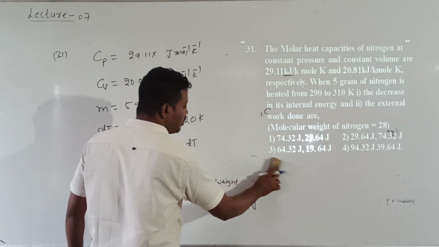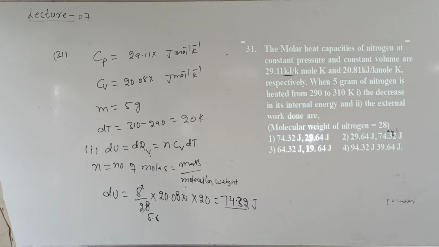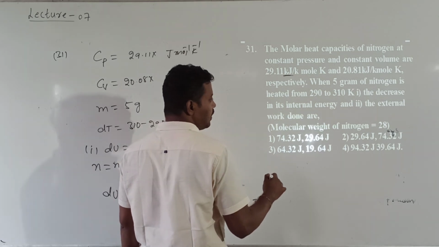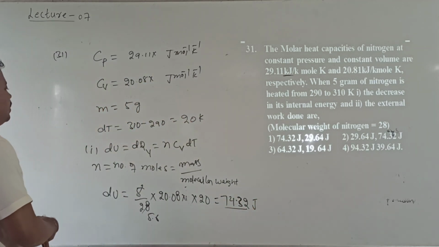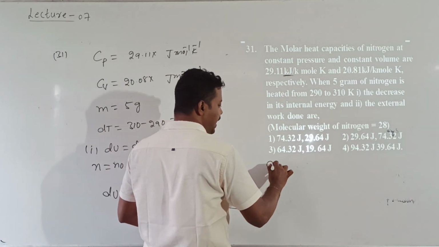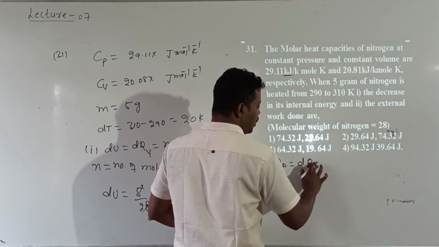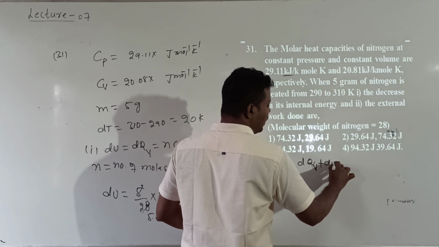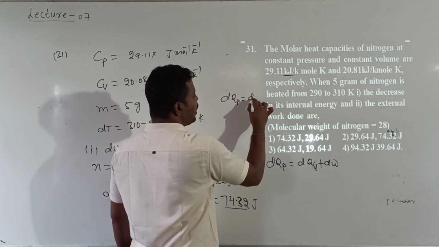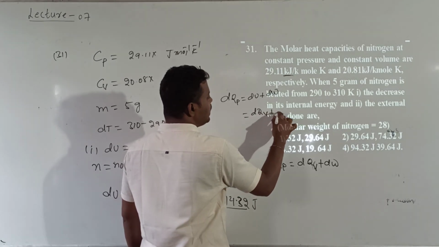74.3. Now what they are asking us to calculate is how much external work is done. How can I calculate the external work done? So dW is equal to, directly, dQp is equal to dQv plus dW. Can we write now? According to dQp is equal to dU plus dW, but dU value is dQv plus dW.